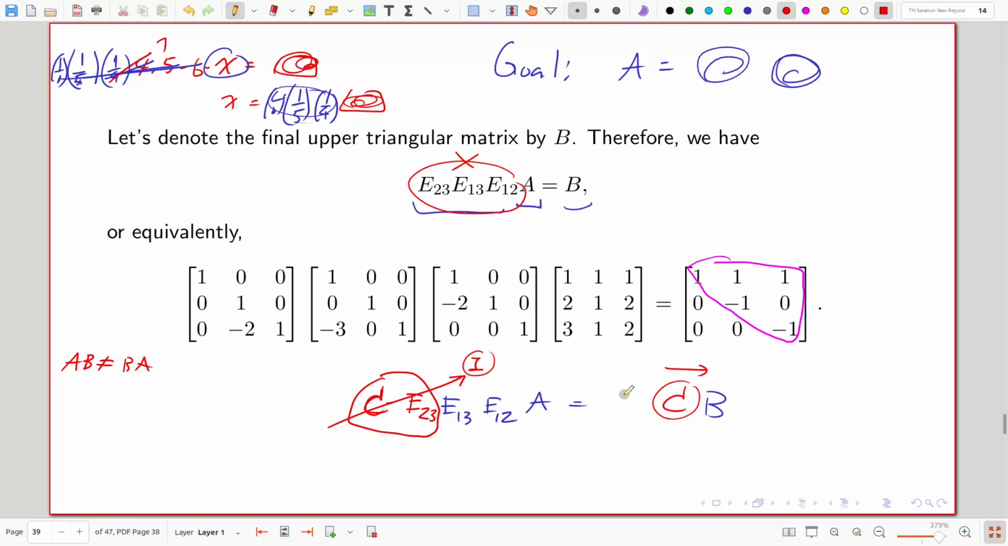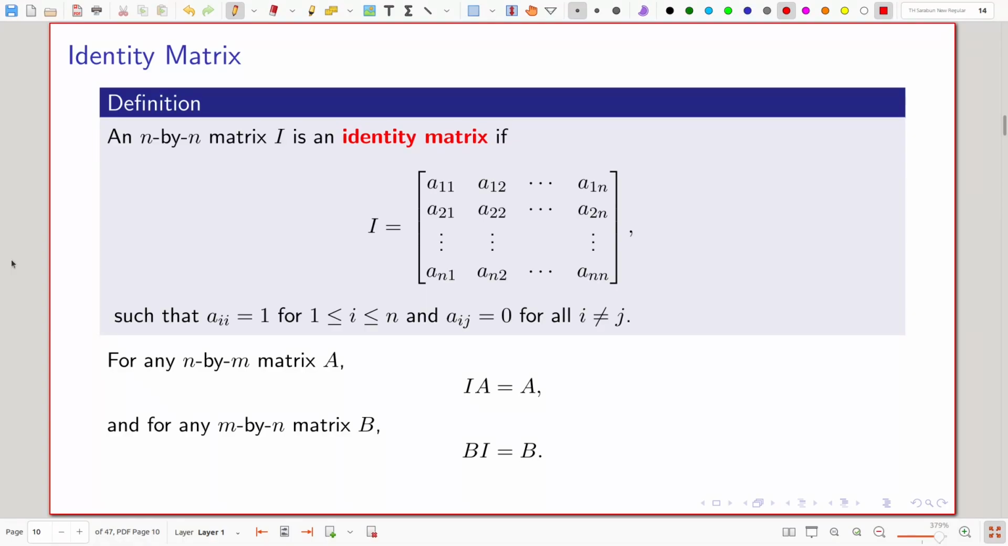What is this matrix? Let's have a name first. The matrix C has a name. It's the inverse of E23. So when you have a matrix A, I have a slide here. I teach backward. The identity matrix is the one where you have 1 on the diagonal and 0 everywhere else. So you have 1, and these are 0, 0.